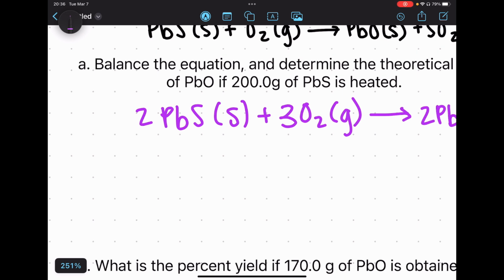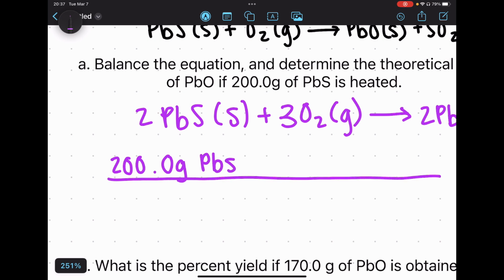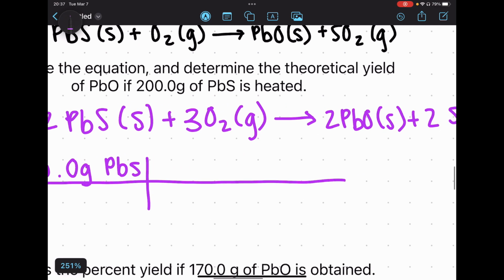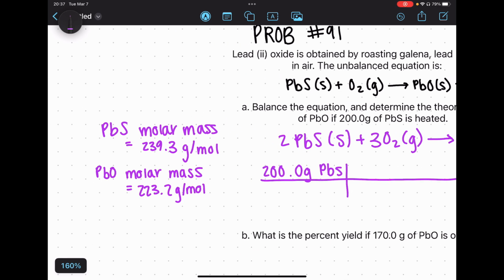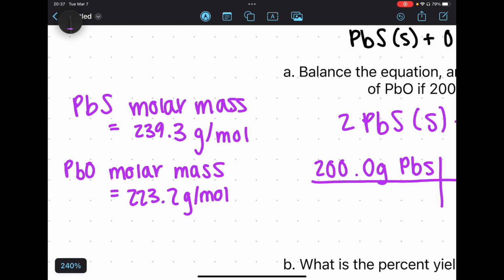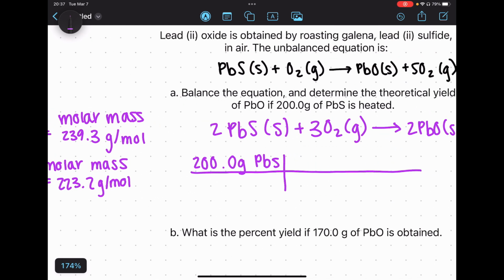So I'm starting with 200 grams of PbS. And I know that in the end, I need grams of PbO. So when I start with PbS, I need to find my molar masses. So I already found the molar masses for these two different reactants. So I know that 239.3 grams is 1 mole of PbS.